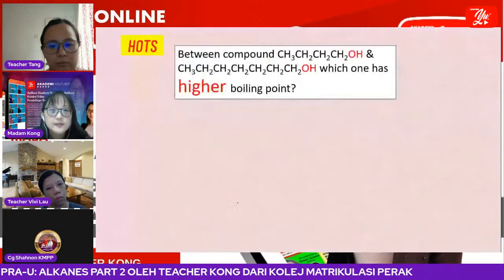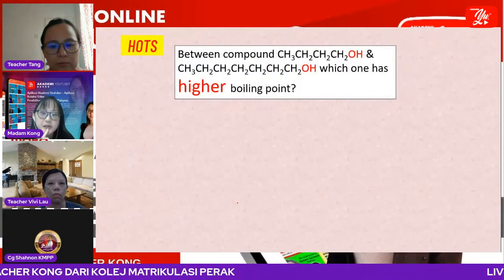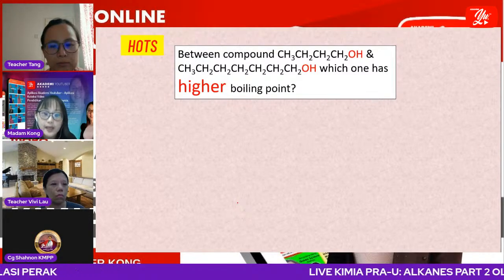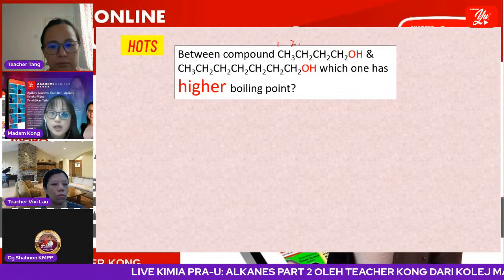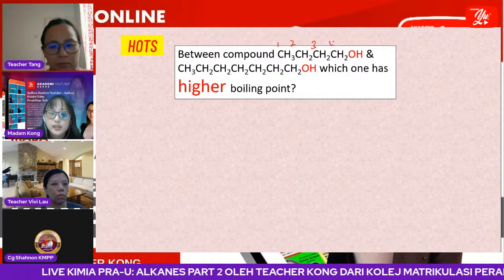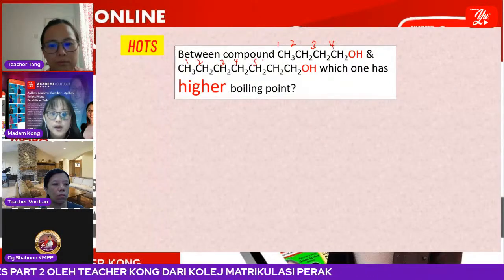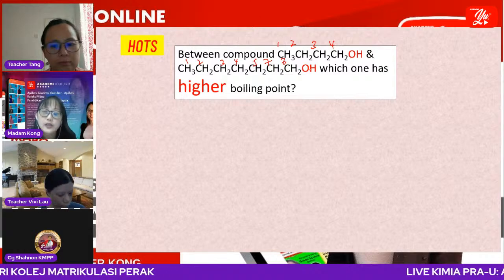Next, this is another higher order thinking skills question. You try to think about this one. I'm using two compounds, which are alcohols, hydroxy compounds. This one has 1 carbon, 2 carbon, 3 carbon, 4 carbon, meaning this is butanol. And this one has 1, 2, 3, 4, 5, 6, 7 carbon. This is heptanol. Which one has the higher boiling point?